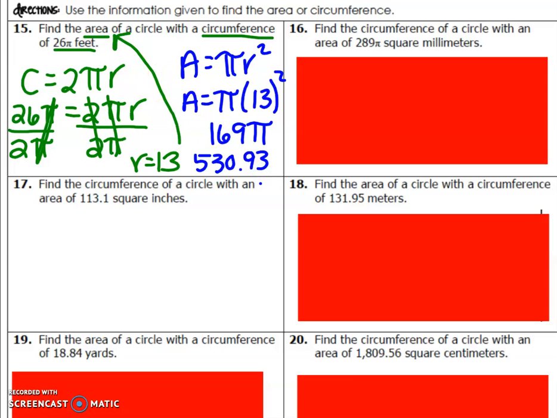All right, so let's talk about our units. If I'm finding area, you're going to be squared. So my units are feet, so it'd be feet squared. And that is your final answer.